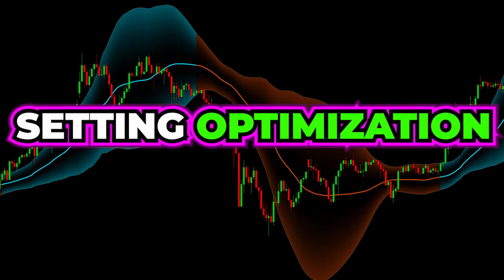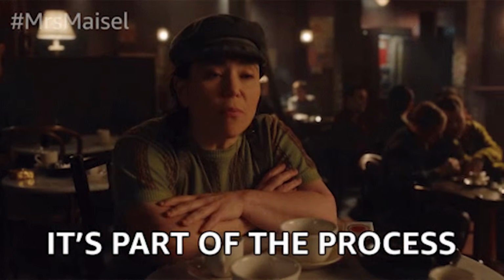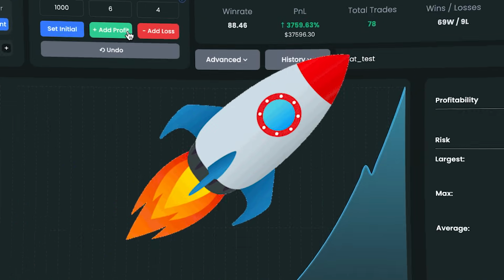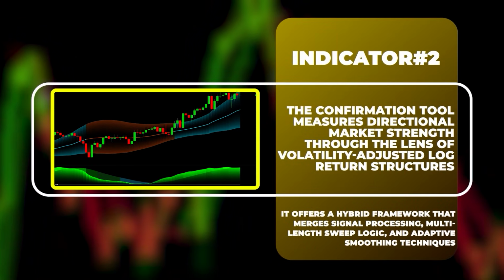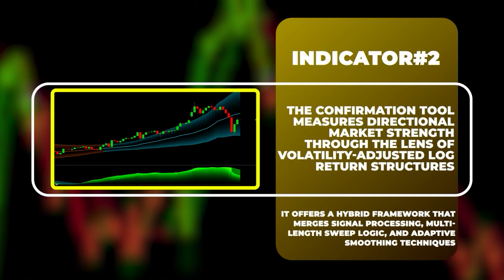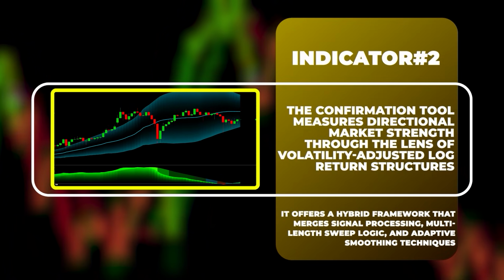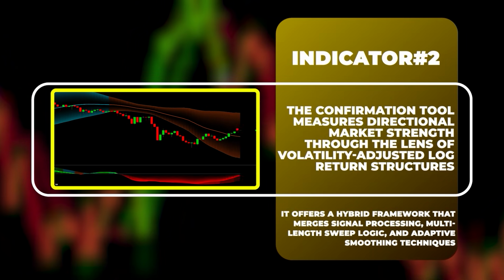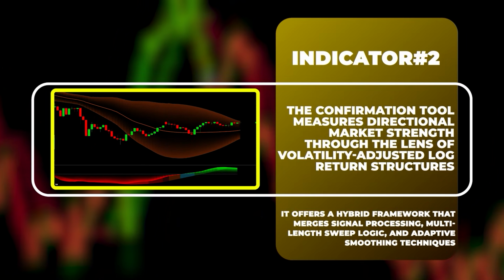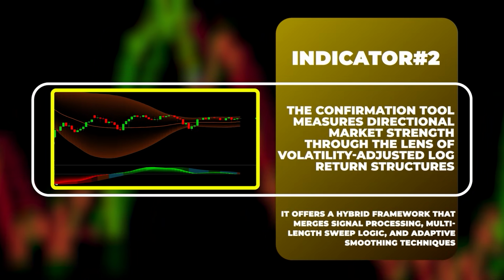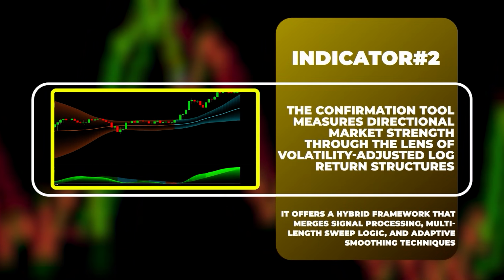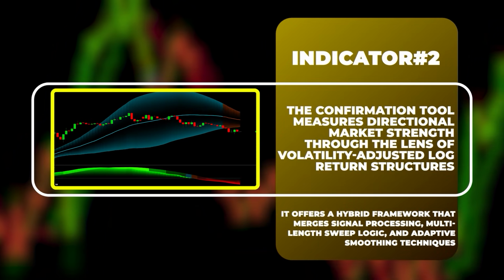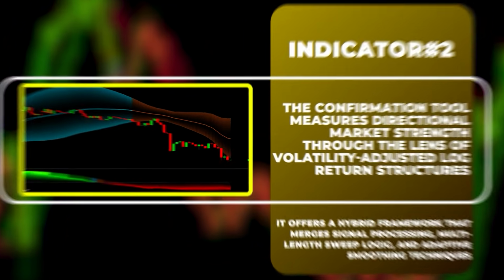Keep in mind that setting optimization is only part of the process. We also need a strong trading filter to eliminate even more false signals. The confirmation we used is a state-of-the-art oscillator that gauges directional market strength through volatility-adjusted log return dynamics. Inspired by Cynthia Case's work on statistical momentum and price projection ranges, this distinctive indicator offers a hybrid framework that combines signal processing, multi-length sweep logic, and adaptive smoothing.